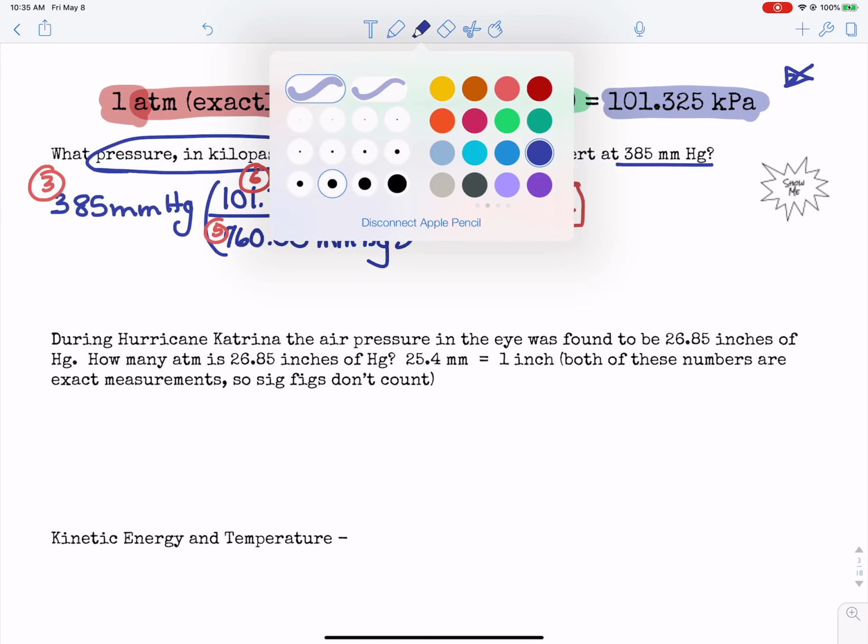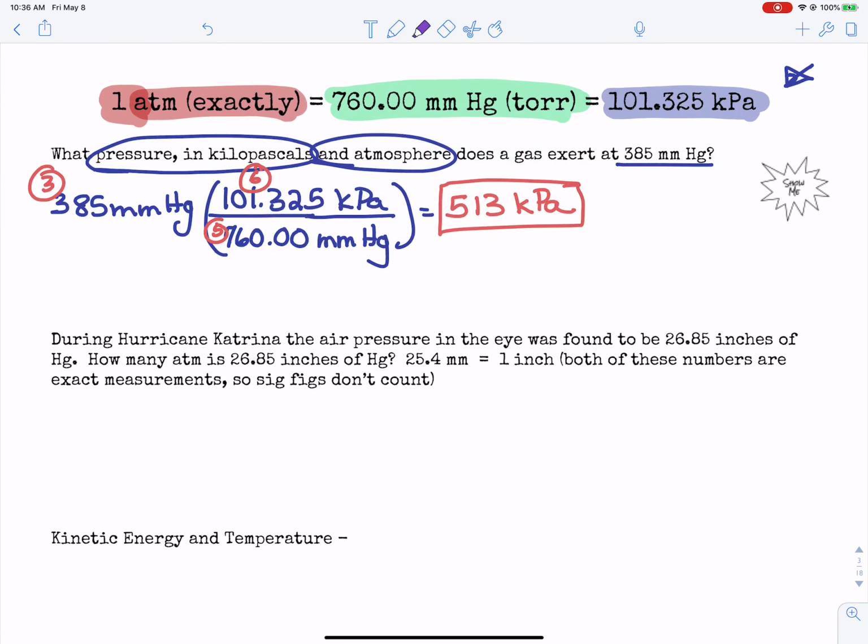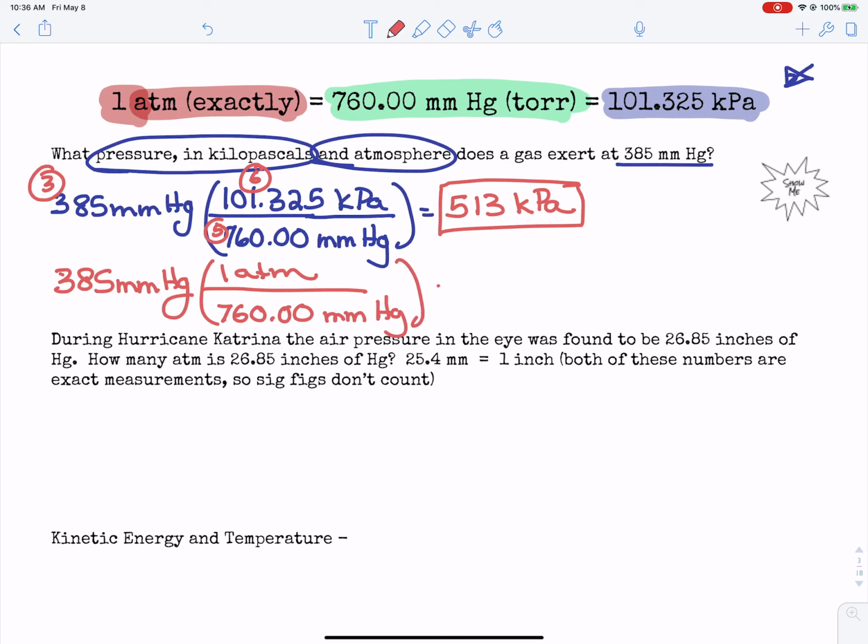Okay, and then the next one here, it says atmospheres. So I'm going to take my 385 millimeters of mercury and convert that to atmospheres, right? 1 ATM is exact, so significant figures don't need to worry there, and 760.00 millimeters of mercury. Okay, I did not do this one out.